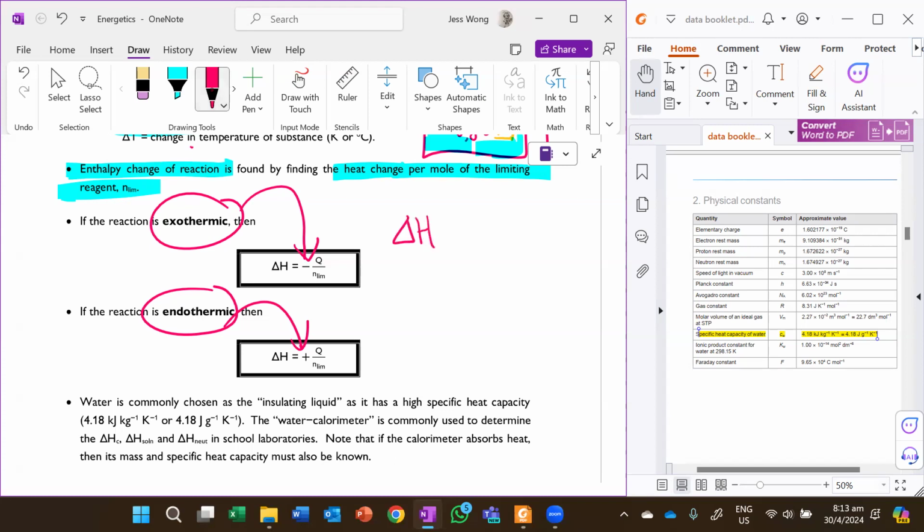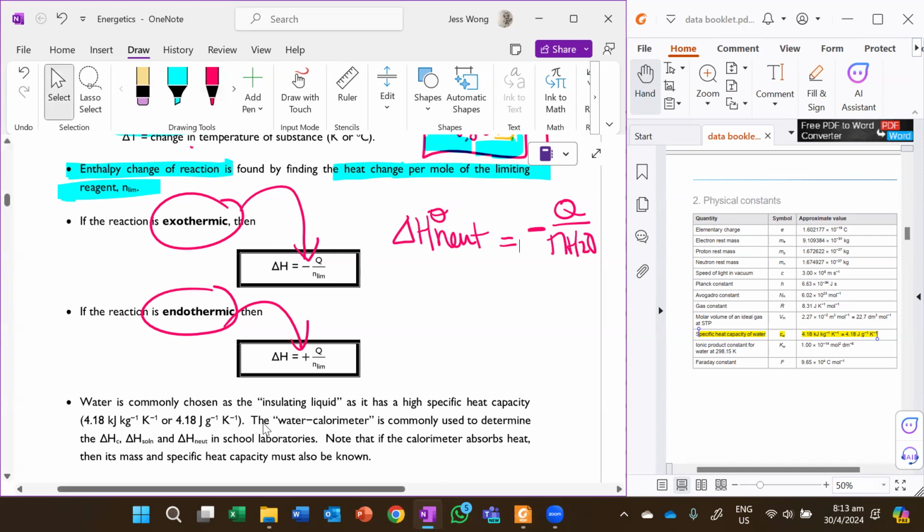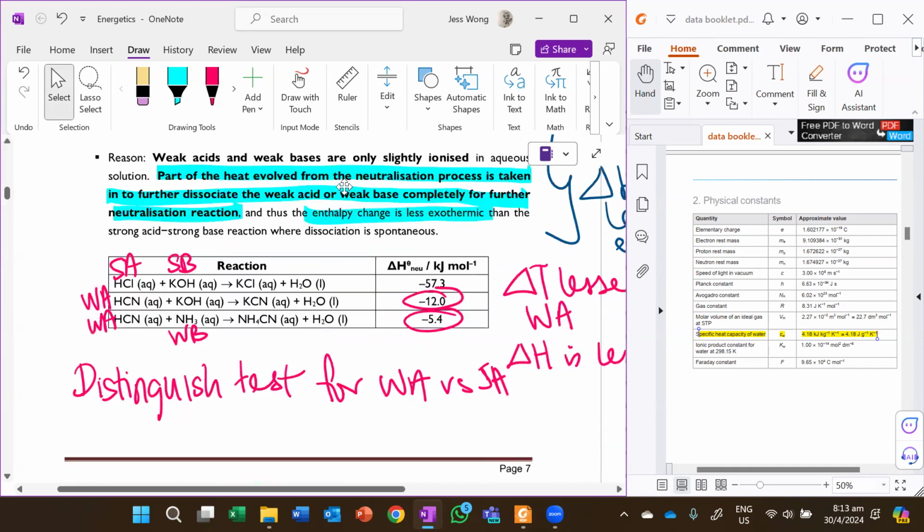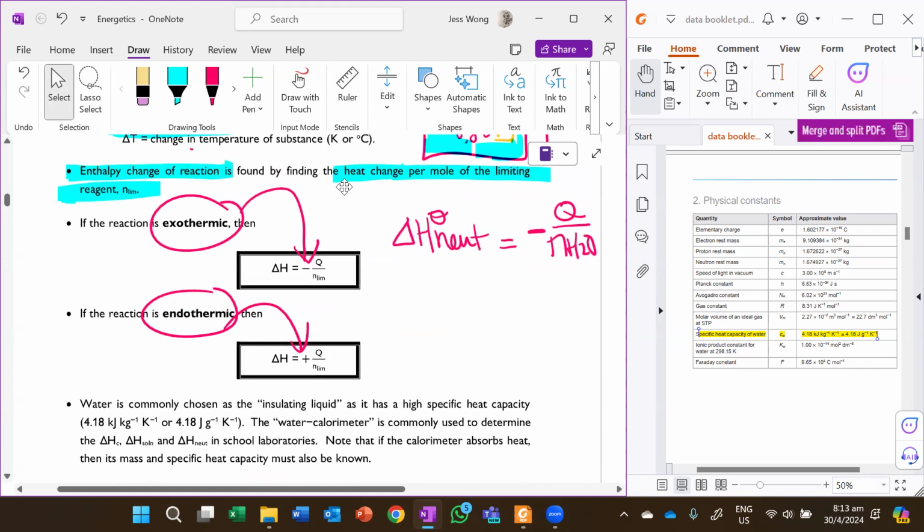However, if you are calculating delta H of neutralization, then the formula will be different. For delta H neutralization, the formula will be negative Q over number of moles of water. Q is negative because neutralization is always exothermic. We use the number of moles of water because the definition of neutralization is based on per mole of water formed. Now, is the number of moles of water always the same as the number of moles of limiting reagent? It may not be, it may be. It depends on the equation.